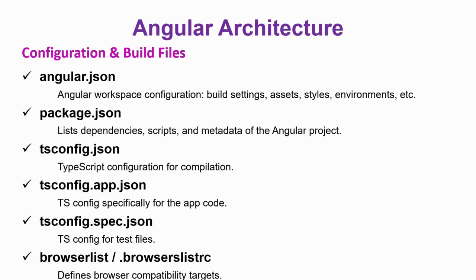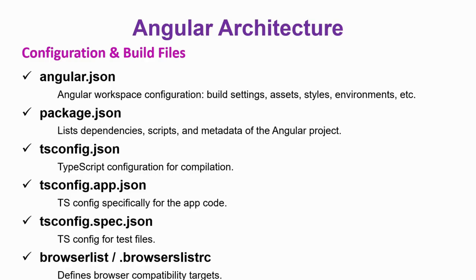Okay, next is configuration and build files. So these are the files which are required to run your application. Here in these files we have to write your configuration and all those things. So first thing is angular.json. This is the file where we can write the builds, settings, assets, styles, and environment, etc. Okay. The second point is package.json. So the list of dependencies, scripts, and metadata of the Angular project you can write here. tsconfig.json. So this is basically the TypeScript configuration for the compilation.